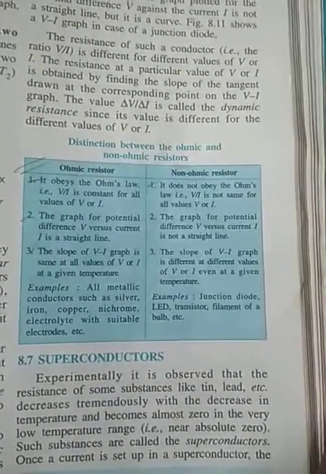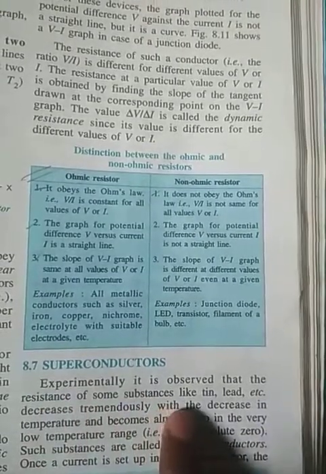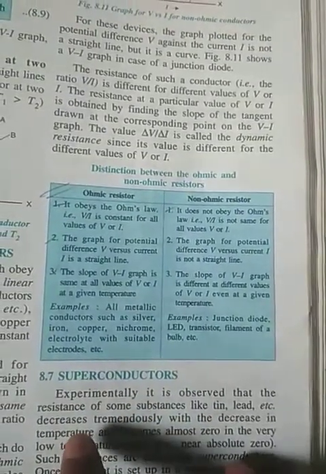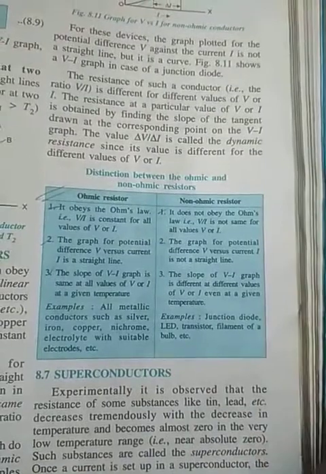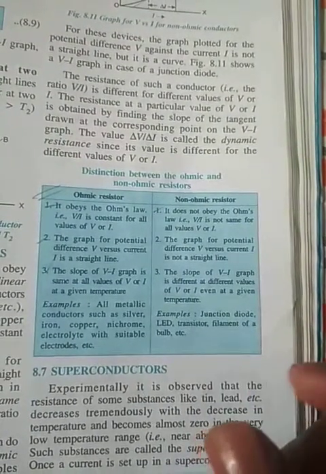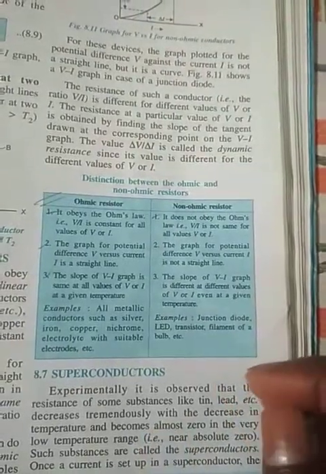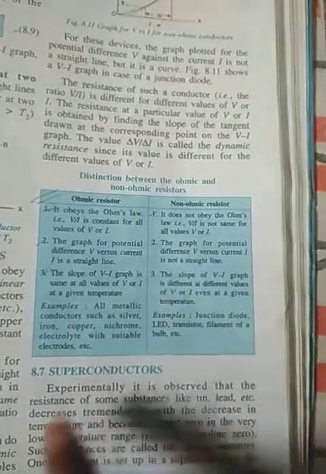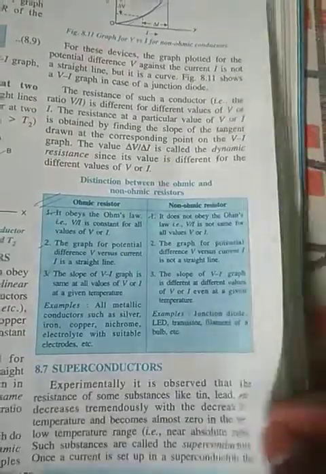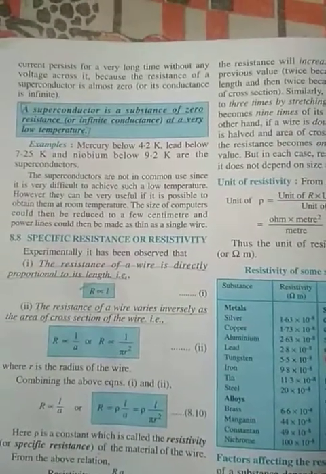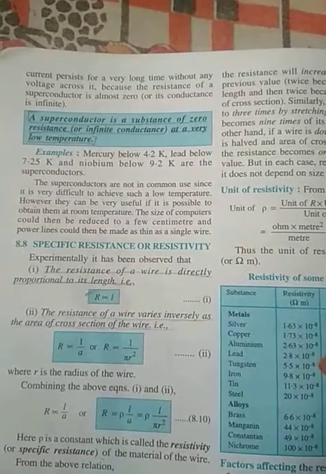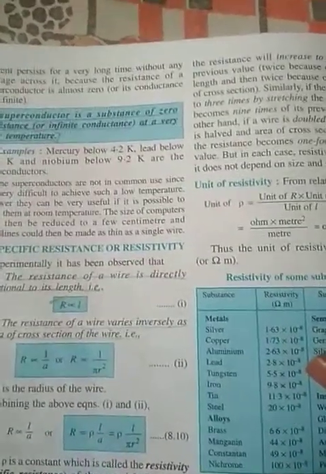Superconductor: experimentally it is observed that the resistance of substances like tin and lead decreases tremendously with the decrease in temperature. If you decrease the temperature of some object, its resistance decreases. At a certain temperature, the resistance will be zero. In that condition, the conductor is known as a superconductor. But in practice, that temperature is very difficult to obtain. If it were possible to obtain that temperature, that would be very helpful to us.